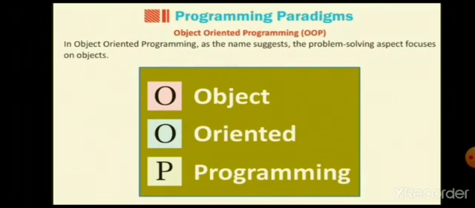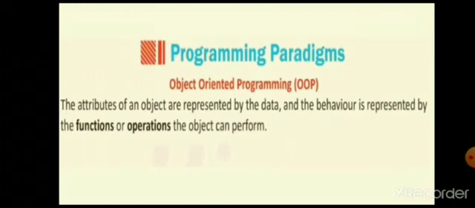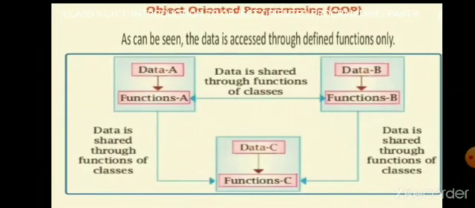So in object-oriented programming, as the name suggests, it focuses on objects. The attributes of an object are represented by data and the behavior is represented by functions. Okay. Now, what we can see, all the functions can share data within itself. The data can be shared through classes. Data can be communicated with each other. Okay, so this was all about object-oriented programming language.